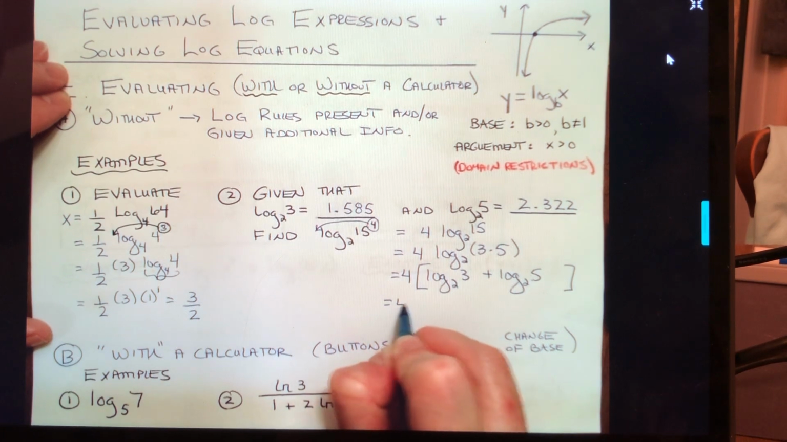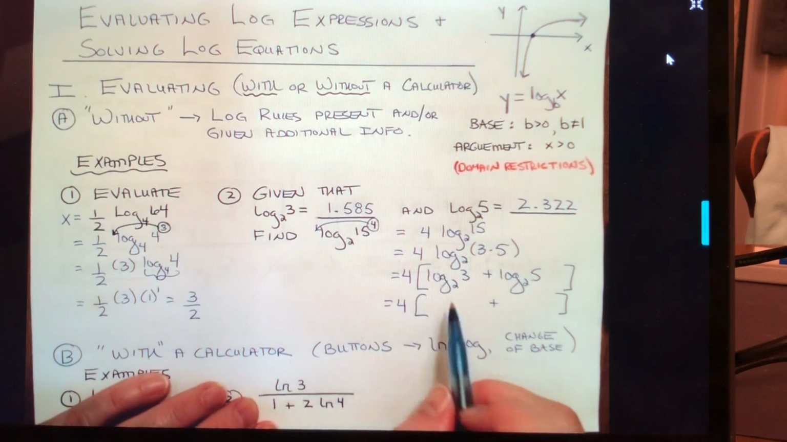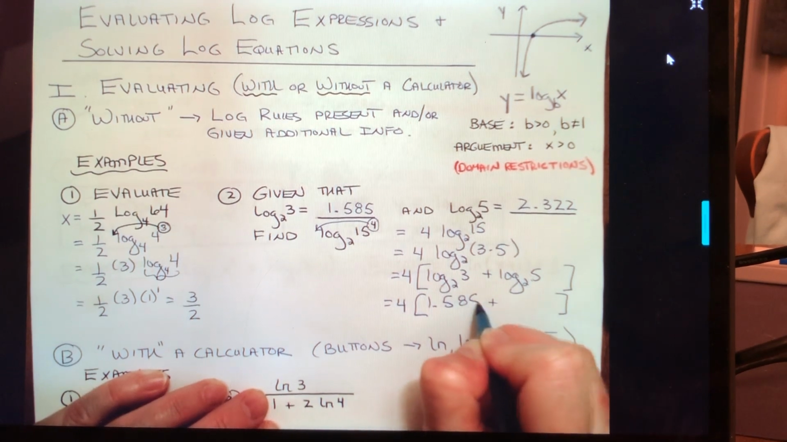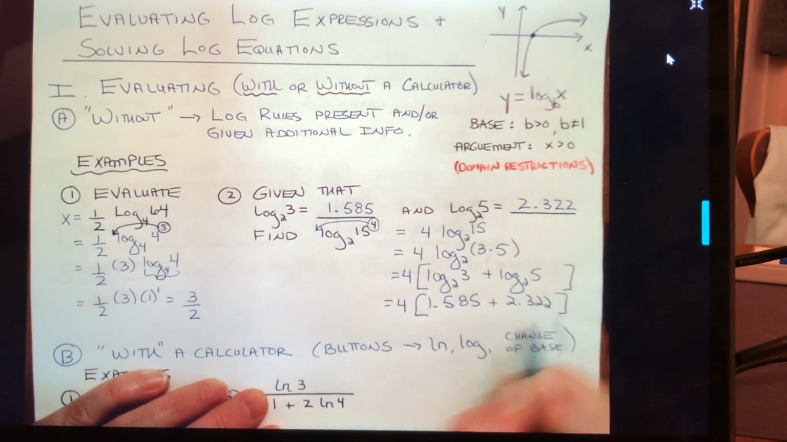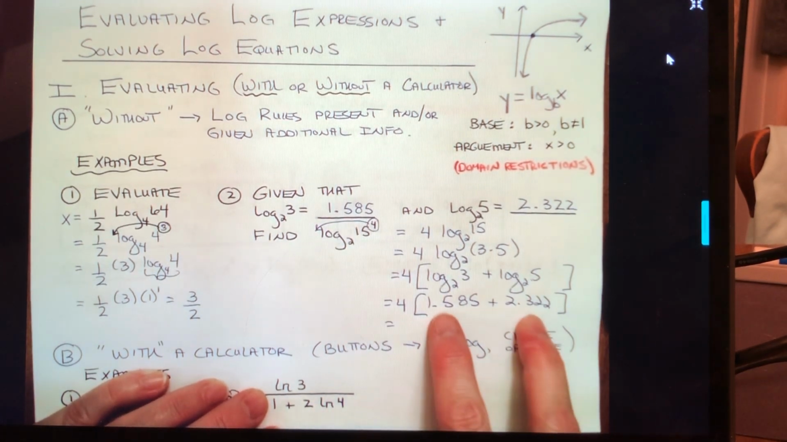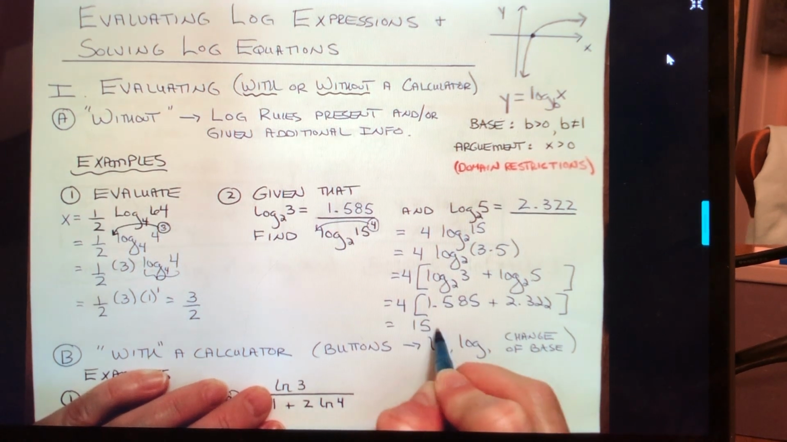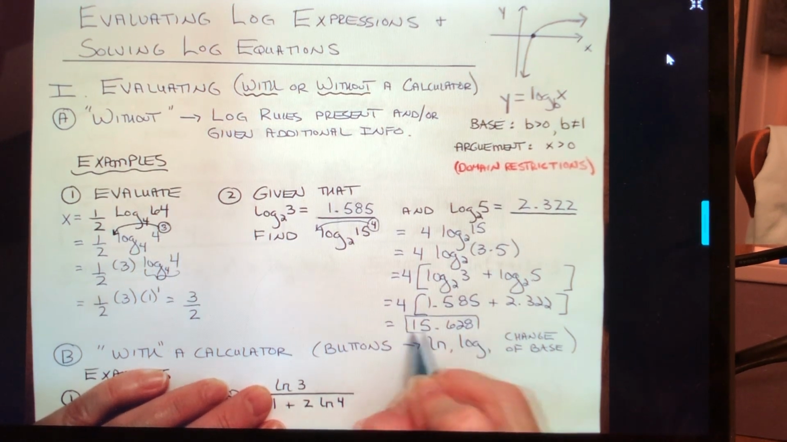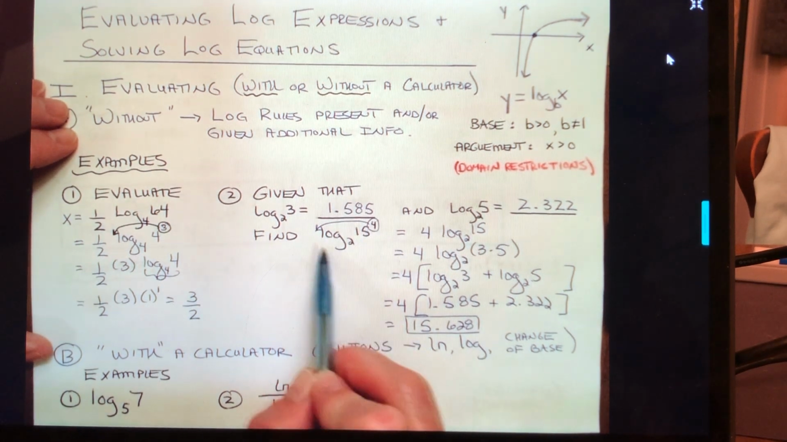And so if we stick those in there, we actually just have a big addition problem that we're going to do. So the log of 3 base 2, that is 1.585, and log 5 base 2 is 2.322. So the last remaining step is to add these together and then multiply it by 4, which I would do in my calculator. And when we do that, we get 15.628 as the answer.